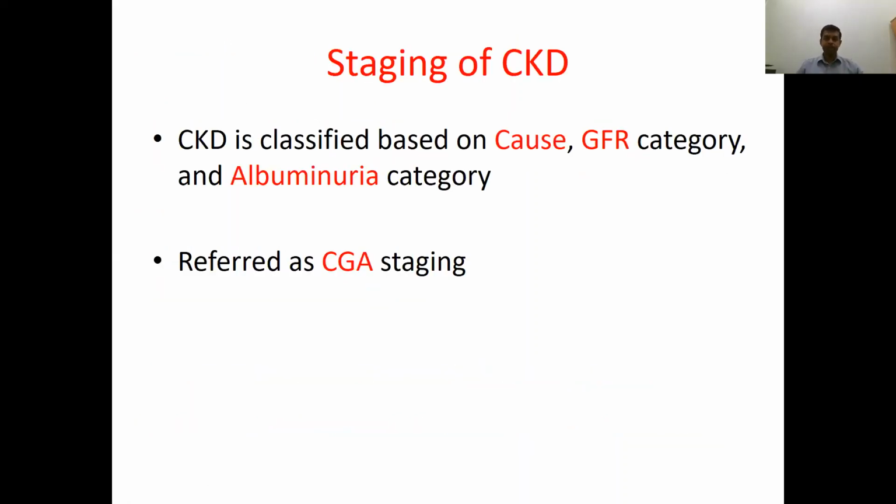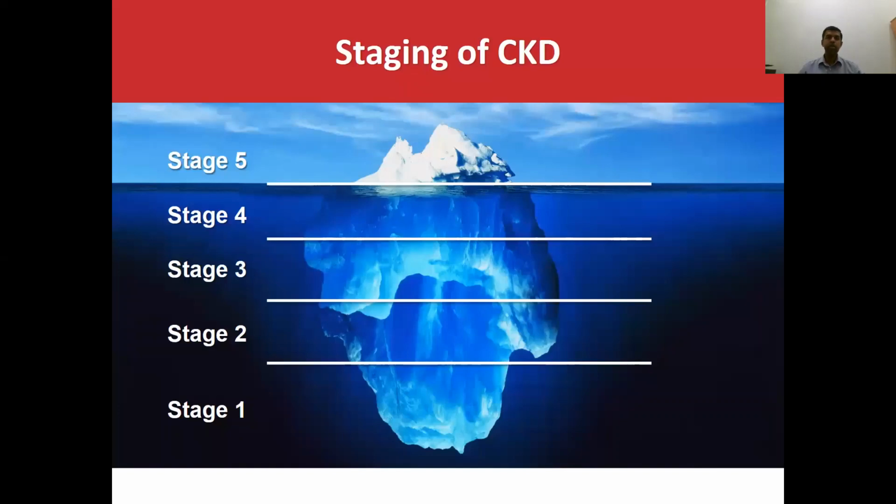Now, the first thing in a patient with high creatinine is we try to identify CKD. So for that you need to know the definition of CKD. Once you've diagnosed CKD, the next thing you need to do is to stage this CKD. There are different ways you can stage CKD. You can use the cause, the GFR category, or the albuminuria. Any of these can be used to stage it. But conventionally, what we mainly use is the GFR.